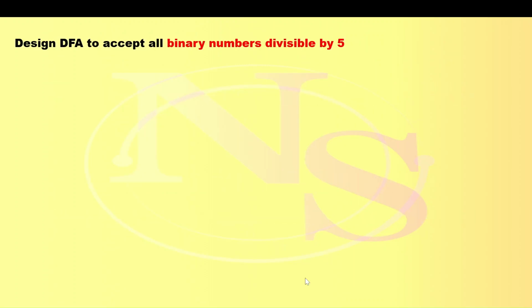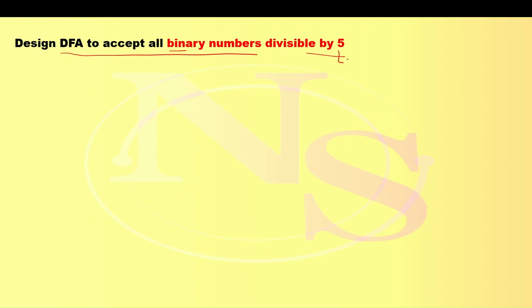Let's continue with a few more examples on designing of DFA. Here the question is: design a DFA to accept all binary numbers divisible by 5. As I explained in my previous videos, for this pattern of questions, like binary, ternary, decimal numbers divisible by 2, 3, 5, we'll be using one trick. How it works? Let's start.